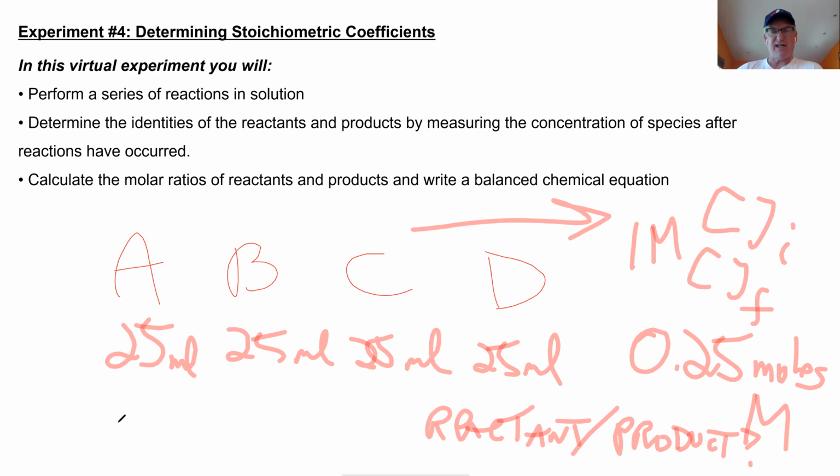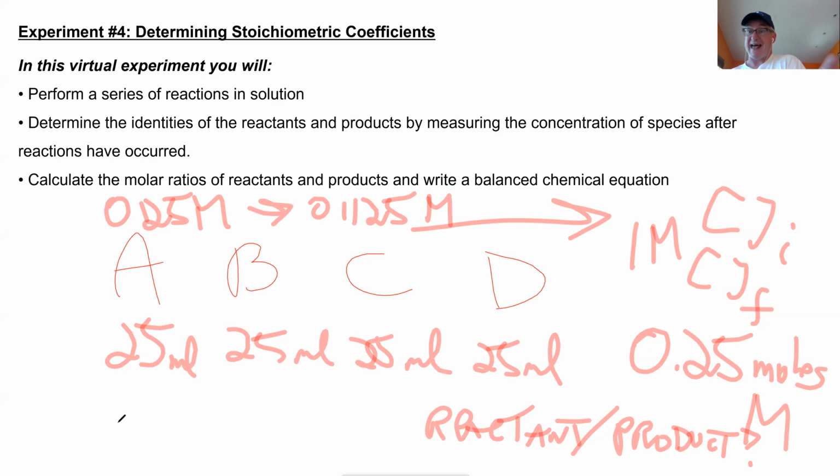A reactant decreases. Decreases in what? Decreases in concentration. Right, so if something's been consumed, then we will assume it's a reactant because our reactants are going to go down in concentration because they're getting gobbled up. So if A goes from 0.5 molar down to 1.25 molar, that is a reactant. Now, what about a product?